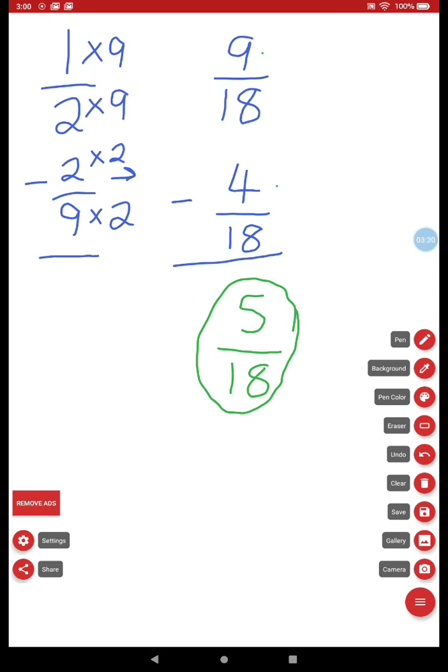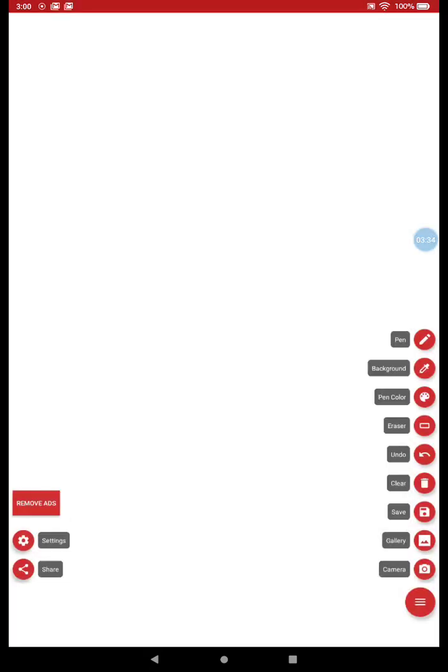Let's do that one more time with another problem. Let's take a look at 5/8 subtract 1/3. All right, I need to find a common denominator. And again, pull out your multiplication chart to find that common denominator.